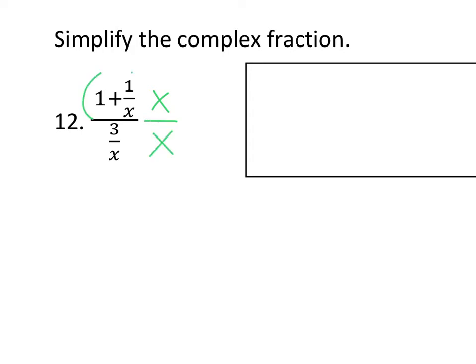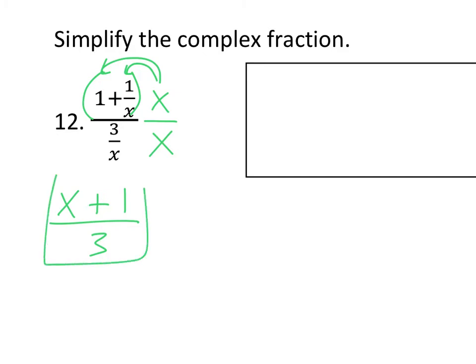Now on the top we have a sum, so the x would distribute across. Now what we end up with then would be x plus 1. The 1 over x would just cancel the x out, so we're just left with a 1. And then in the denominator, just multiplying 3 over x by x would cancel the x out. So we're left with (x plus 1) over 3. So that's one way to get that figured out.